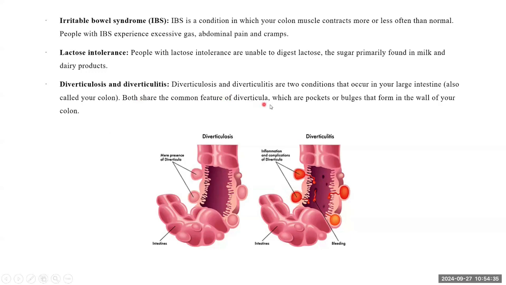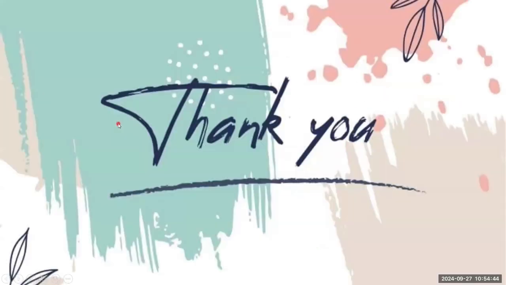Both share the common feature of diverticula. These guys are diverticula, here, here, here. These are the pockets or bulges that form in the walls of your colon.